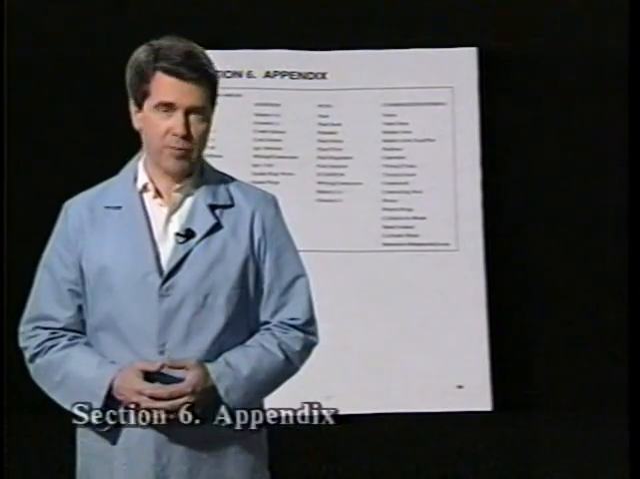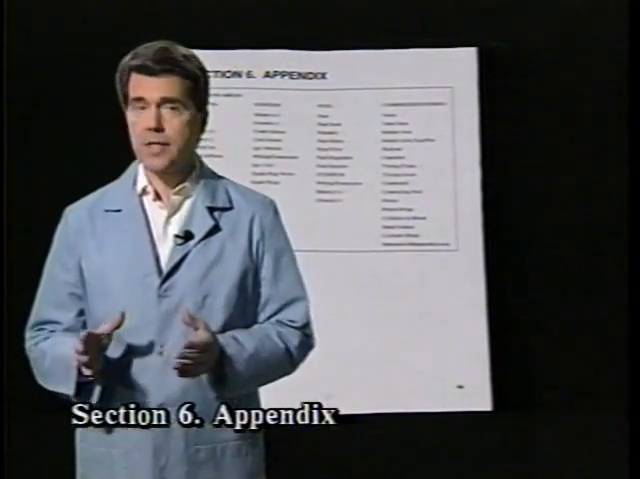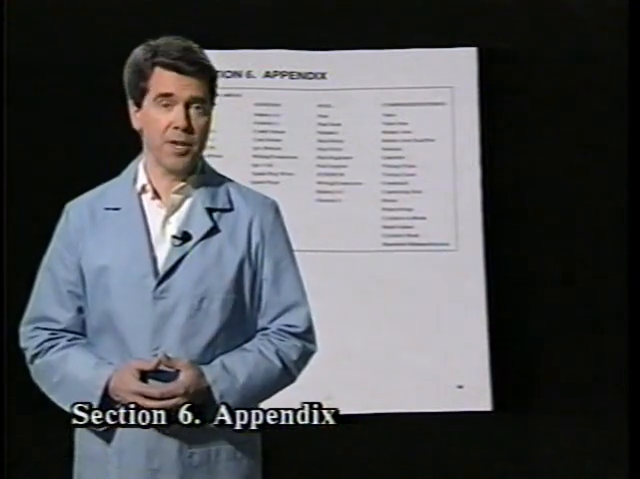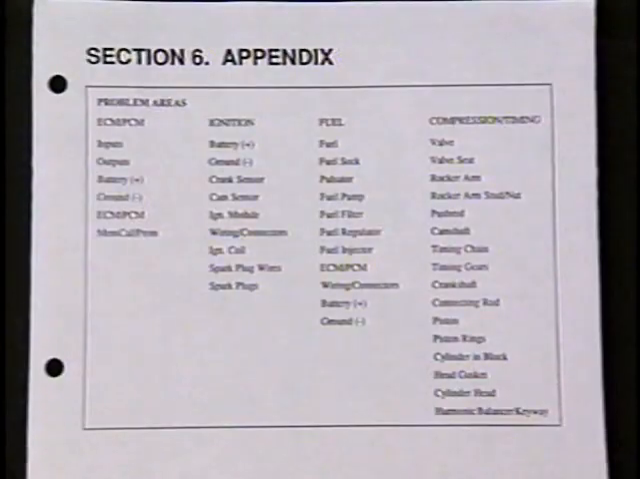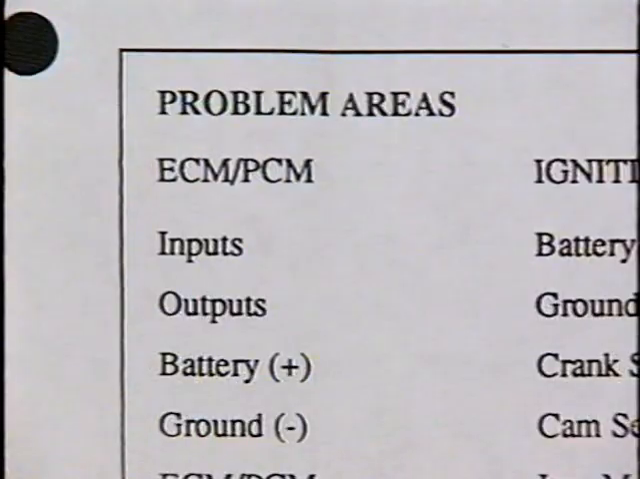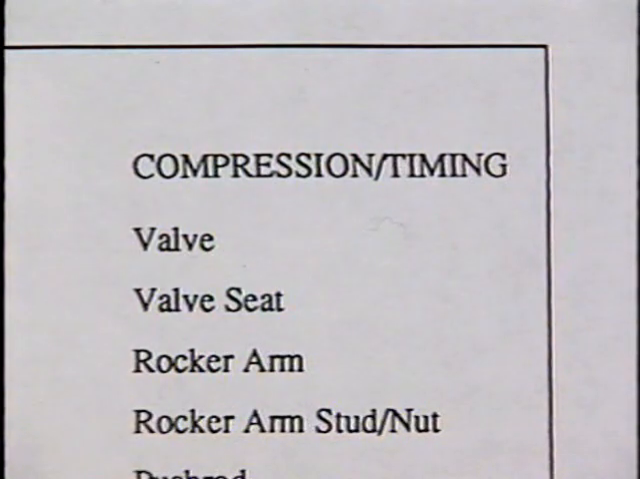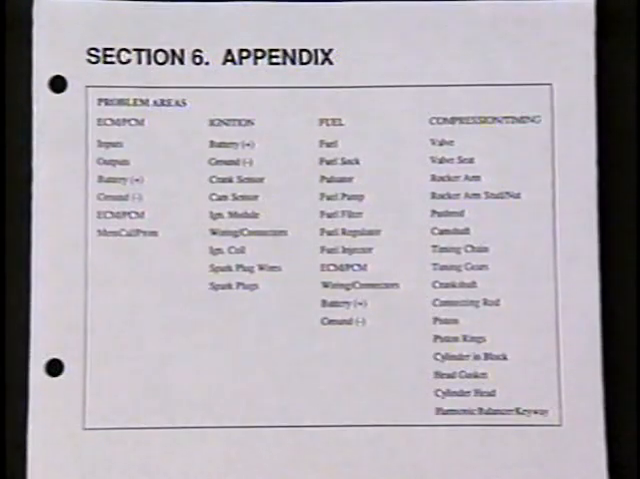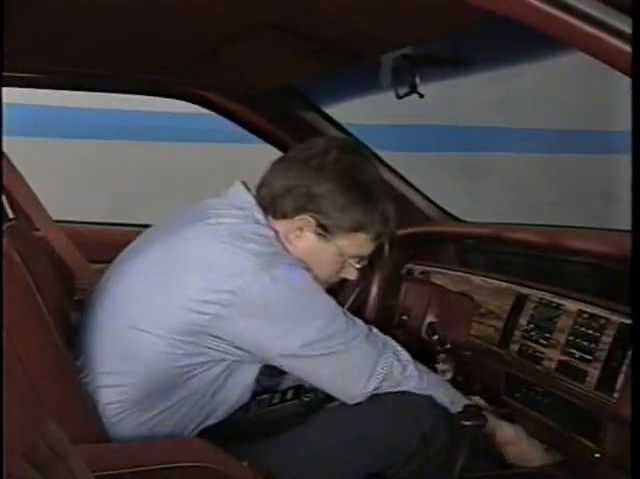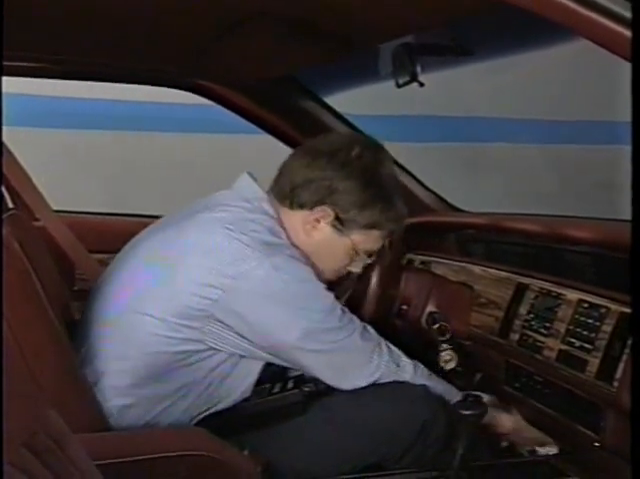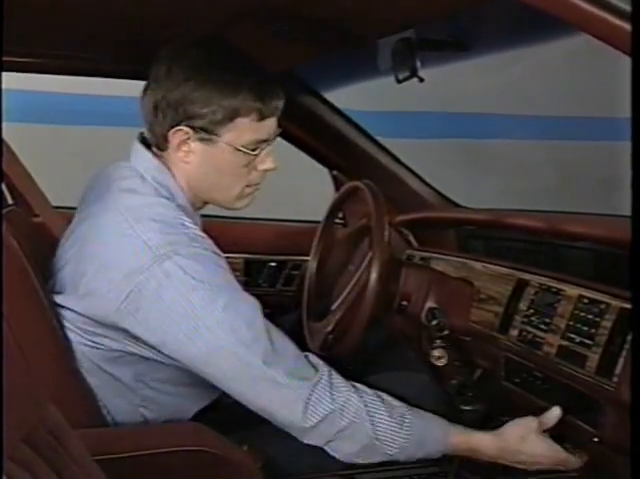The last section of the reference manual is an appendix that lists problem areas and the necessary diagnostic tools to repair these areas. Problem areas on the chart are divided into ECM-PCM, ignition, fuel, and compression timing. If you remember from the introduction to this program, these are the 4 systems that make a modern engine run. The problem area chart lists the likely things that should be checked in the event that you have a problem with one of these systems.